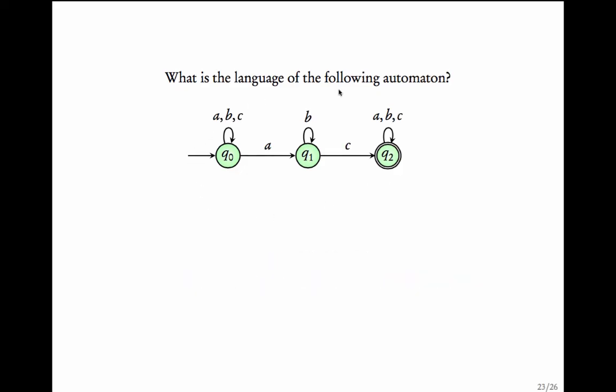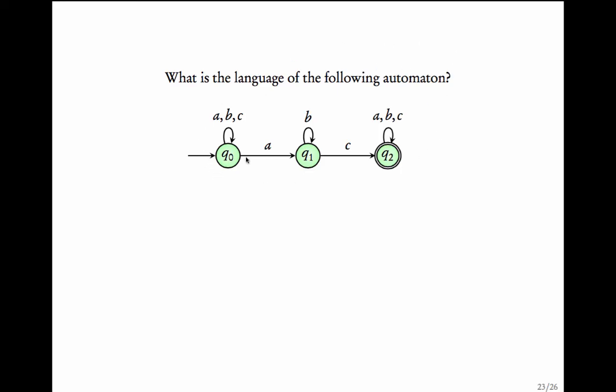Now we have an automaton over the alphabet A, B, C. There is no necessity that the alphabet should be just A, B. You can have any finite number of letters. And what does this automaton recognize?